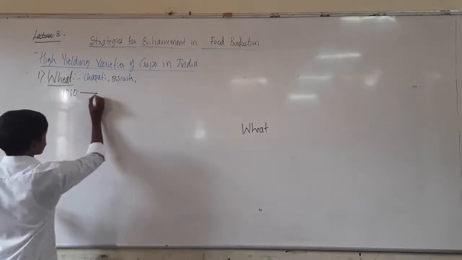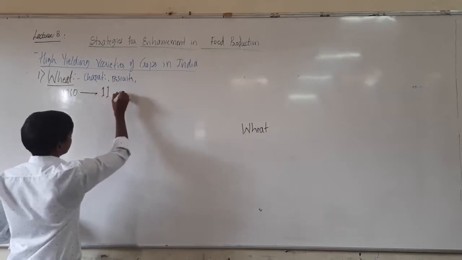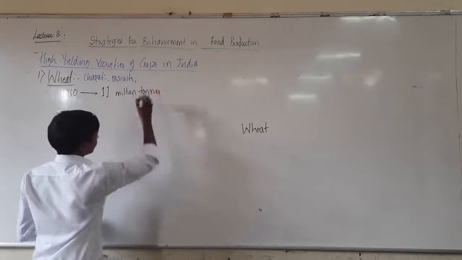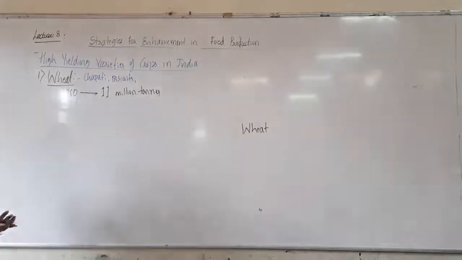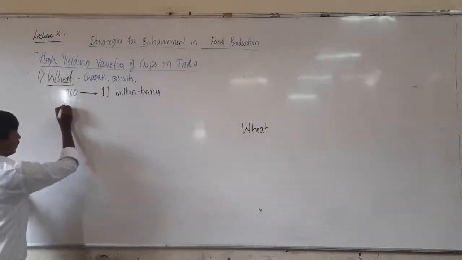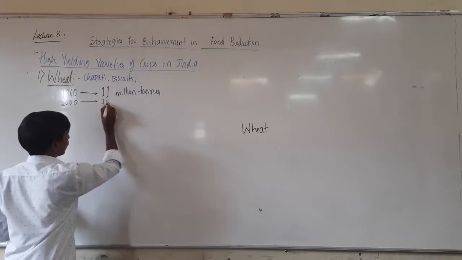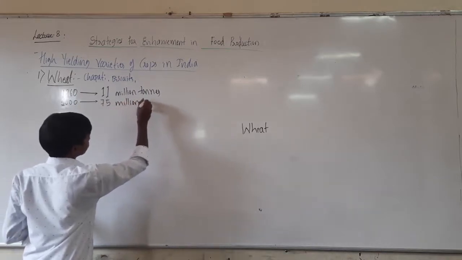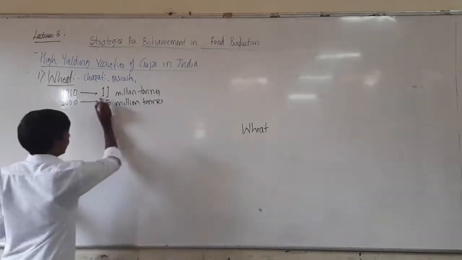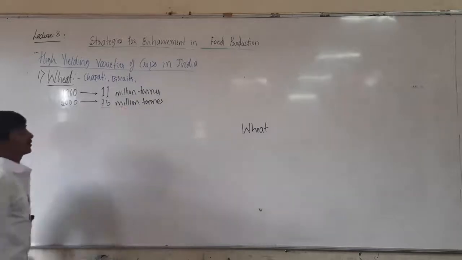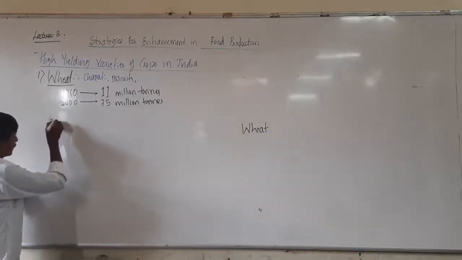In the 1960s the production of wheat in India was just about 11 million tons. But by the end of the year 2000, the production increased to 75 million tons. What a drastic change, 11 million tons to 75 million tons. This drastic change in the production of wheat is because of the green revolution.